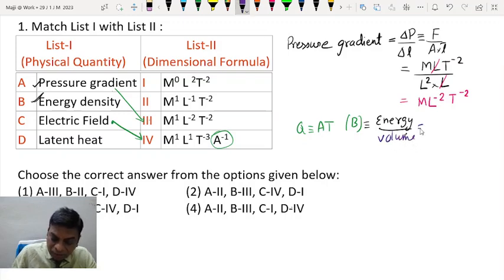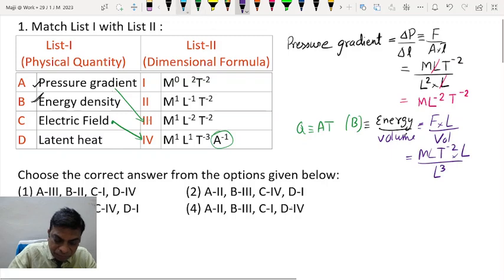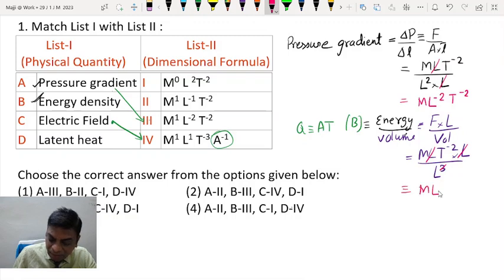So energy will be force into displacement upon volume. So force is MLT power minus 2, length is L, volume is L cube. So as you can see, 2 L gets cancelled and finally we are left with M L power minus 1 T power minus 2. So energy density should be mapped to 2 itself. So B should be mapped to 2.